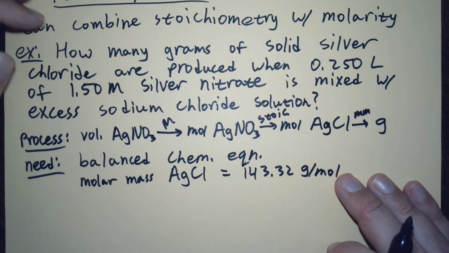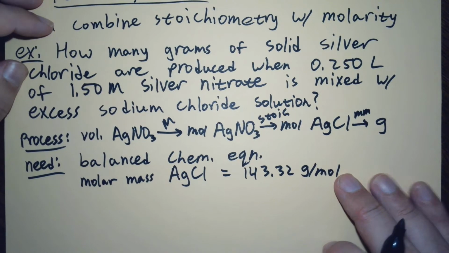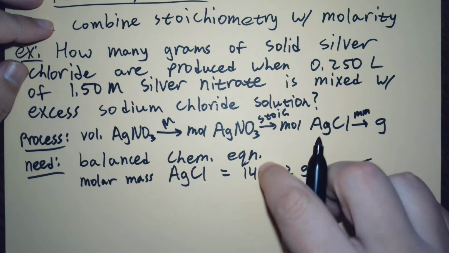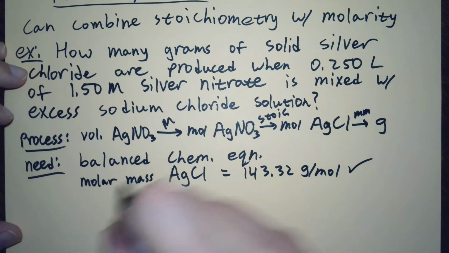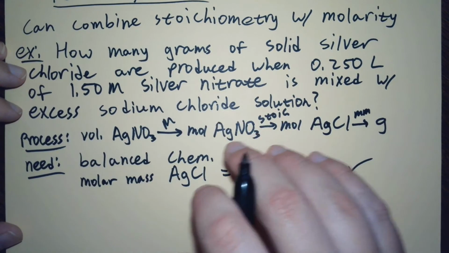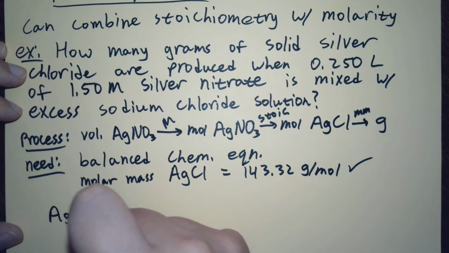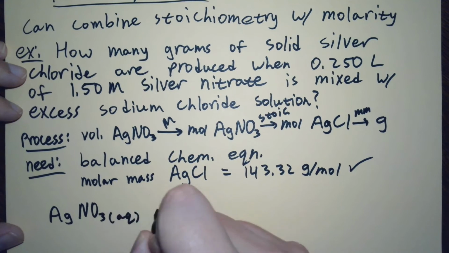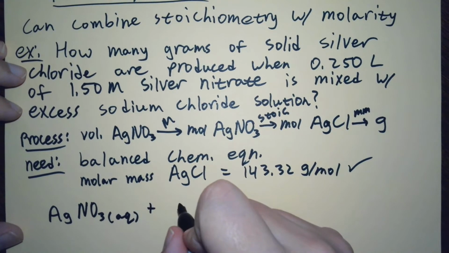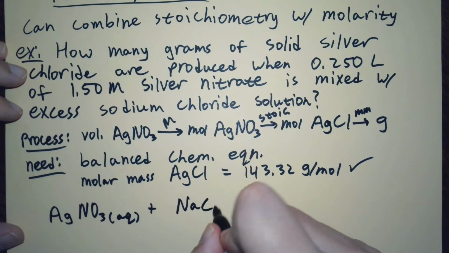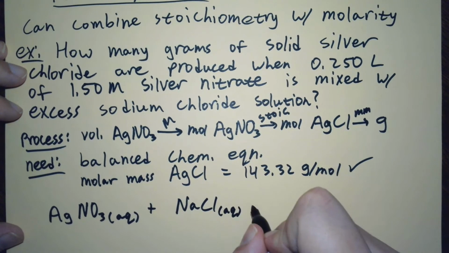So, what do we need? Okay, we can't get into the math yet because we've got this piece, but we still need a balanced chemical equation. All right, so what am I working with here? I've got silver nitrate. That's dissolved in water, so it's aqueous. I have sodium chloride as my other reactant, dissolved in water, so that is aqueous.